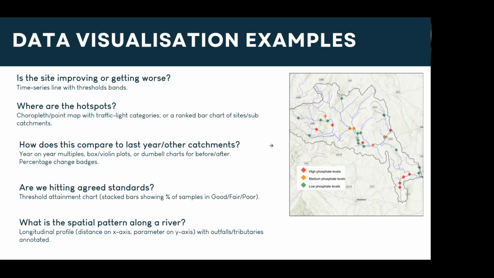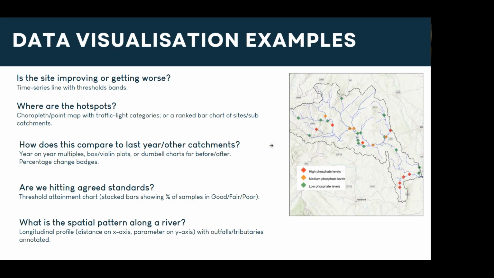You might be looking to compare year on year or different catchments, and again, you might find that violin plots or dumbbell charts showing before and after, or physically having the percentage changes on there, might be more appropriate. Or if your purpose is more looking at levels in relation to agreed standards, then you're into slightly more complex realms of stacked bar charts showing the percentage that might be within those different categories.